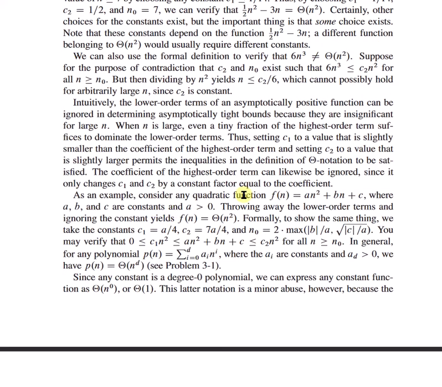Intuitively, the lower order terms of an asymptotically positive function can be ignored in determining asymptotically tight bounds because they are insignificant for large n. When n is large, even a tiny fraction of the highest order term suffices to dominate the lower order terms. Thus setting c1 to a value that is slightly smaller than the coefficient of the highest order term and setting c2 to a value that is slightly larger permits the inequalities in the definition of theta notation to be satisfied.